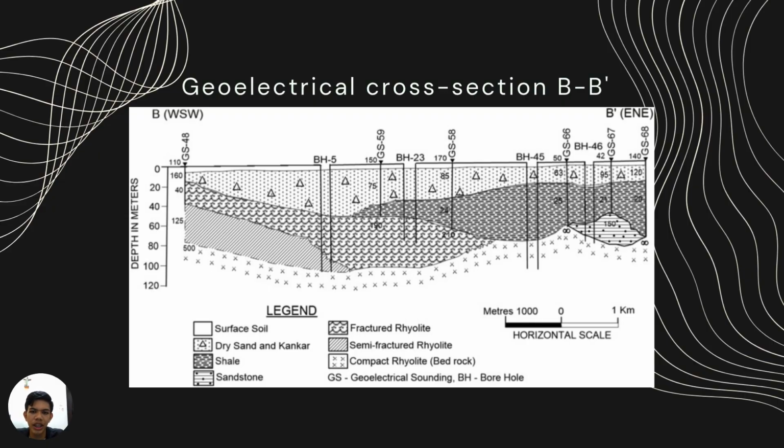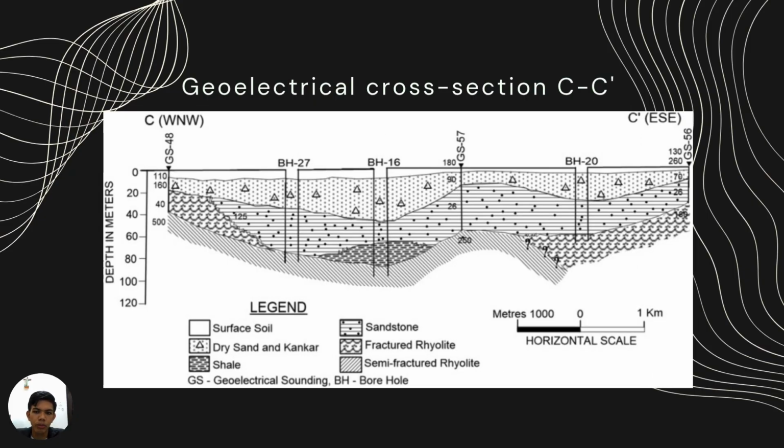On the western side, the layers include fractured rhyolite with resistivity between 125 and 210, and below it, semi-fractured rhyolite at around 500 ohm meters. On the eastern side, the layers consist of shale, sandstone, and highly resistive rhyolite at depth. Since the upper layers on the western side include sand, kankar, and fractured rhyolite, this zone is very likely to allow water leakage, which is important for understanding groundwater flow and potential leakage risk in the area.